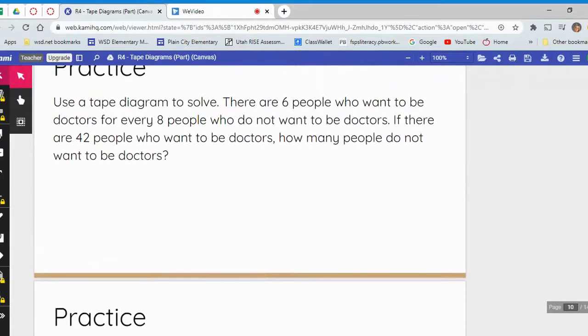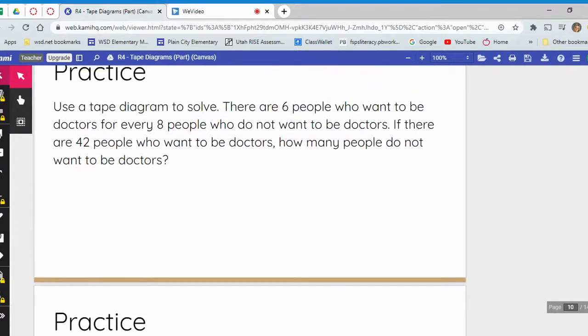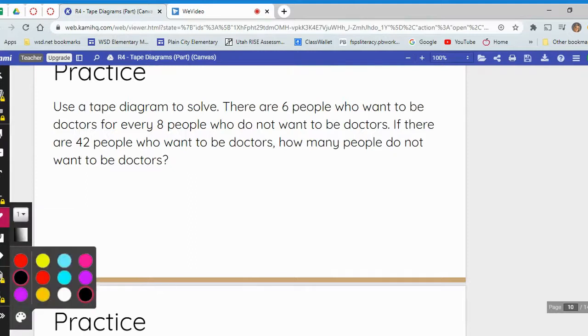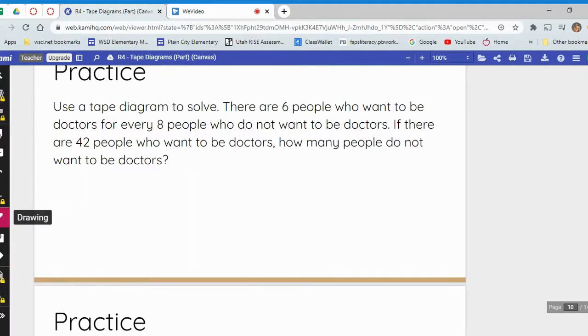Okay, go ahead and try this one and press play when you're ready to go through it. Okay, there are 6 people who want to be doctors for every 8 people who do not want to be doctors. If there are 40 people who want to be doctors, how many people do not want to be doctors? So our ratio, right, is a 6 to 8.